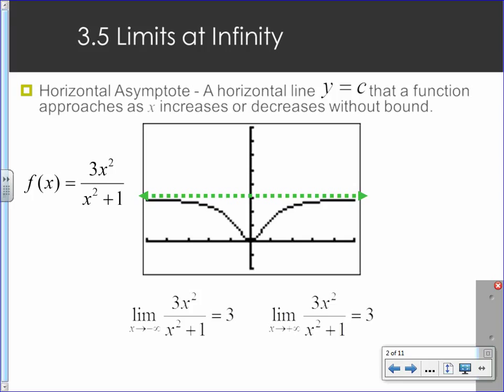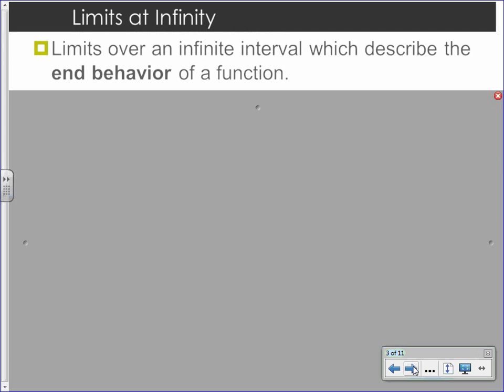Now, this isn't the only case we will have as far as limits towards infinity. A limit over an infinite interval is going to describe the end behavior of the function. You can think of it as beginning and end, or as end towards infinity, end towards negative infinity. So there are 2 specific ways we're going to do this.